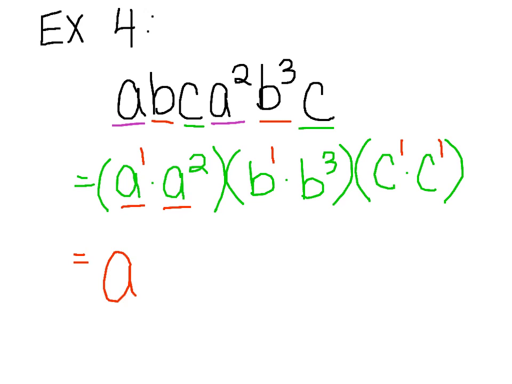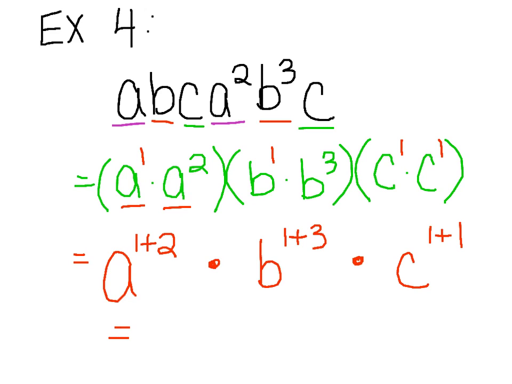Now keep the base, add the exponents. Remember, we're multiplying. Keep the base, add the exponents. Now putting that all together, we have a to the third, b to the fourth, and c to the second. And you're done. So remember, group together first. Group all of your A's together, group all of your B's together, group all of your C's together, and then apply your rule of exponents. Keep the base, add the exponents.